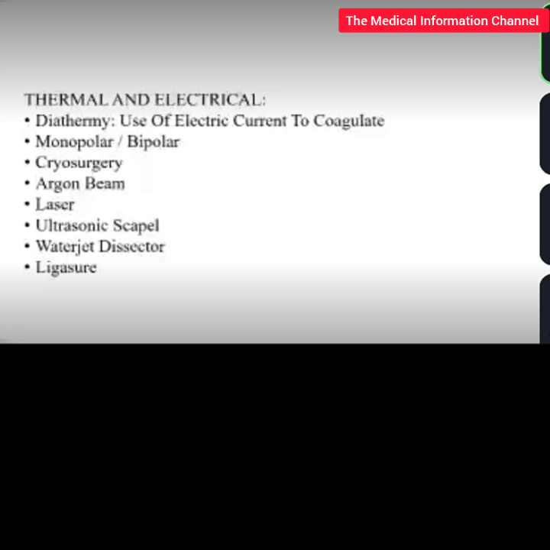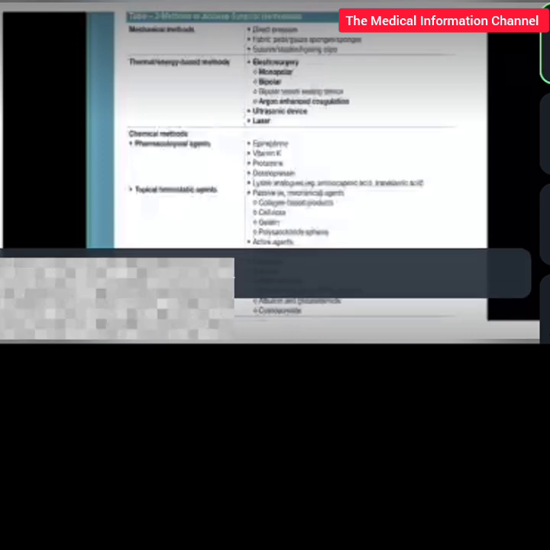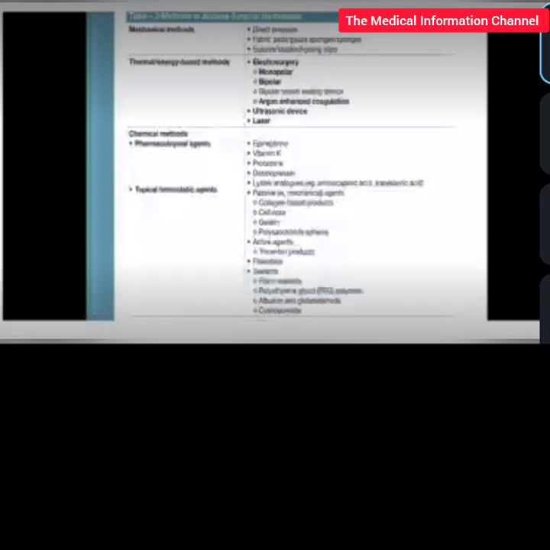So post-op, control of blood pressure is very important. Pain management is also important because pain can increase the blood pressure. We also need to control infections, prevent post-operative sepsis, and wound dressing is also very important. So this is just a table showing the mechanical, the thermal, and pharmacological methods that can be used to achieve surgical hemostasis.